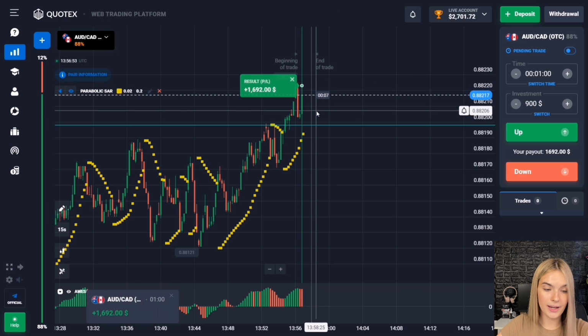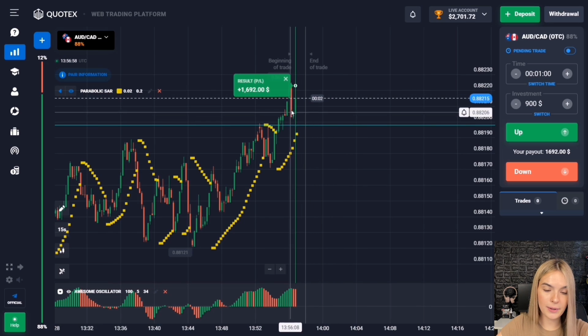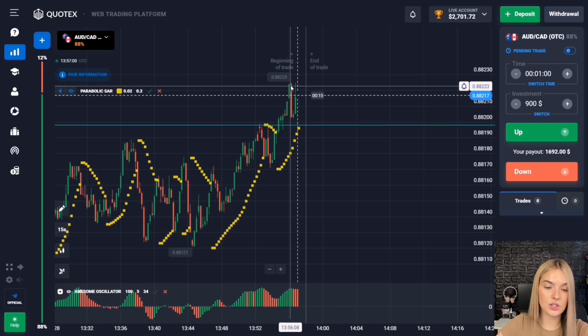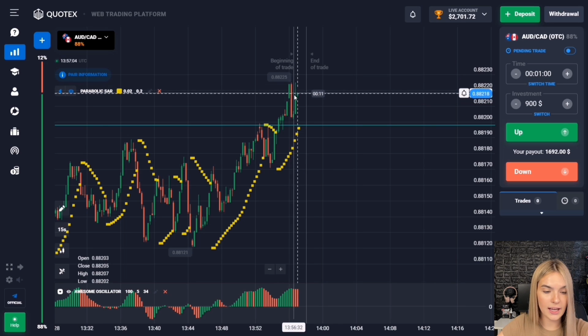Well guys, it's not bad. The price moves quite impulsively, but still this level was broken and we are making profit here. Also this indicator suggested a good entry point and helped us to determine the further price movement. Meanwhile, I already have $2,700 on deposit.